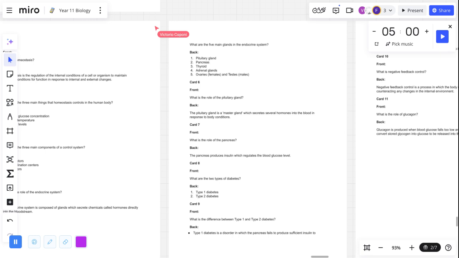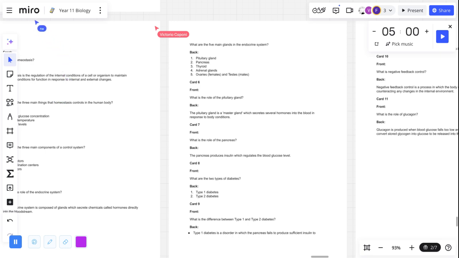Now, the pancreas, that produces insulin that lowers your blood glucose level, right? So it takes the glucose out of your blood and drags it into your liver. When things go wrong and that doesn't work, that's diabetes. And there are two types, type 1, type 2, right?